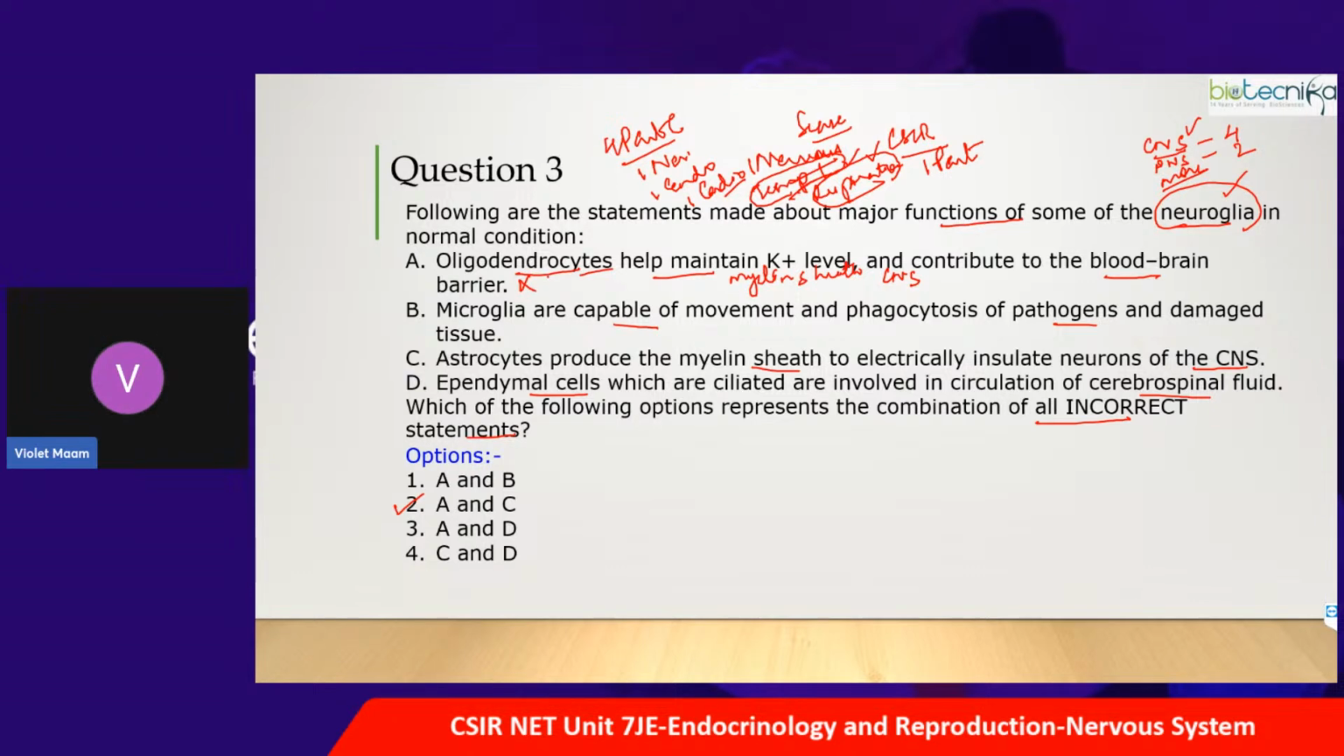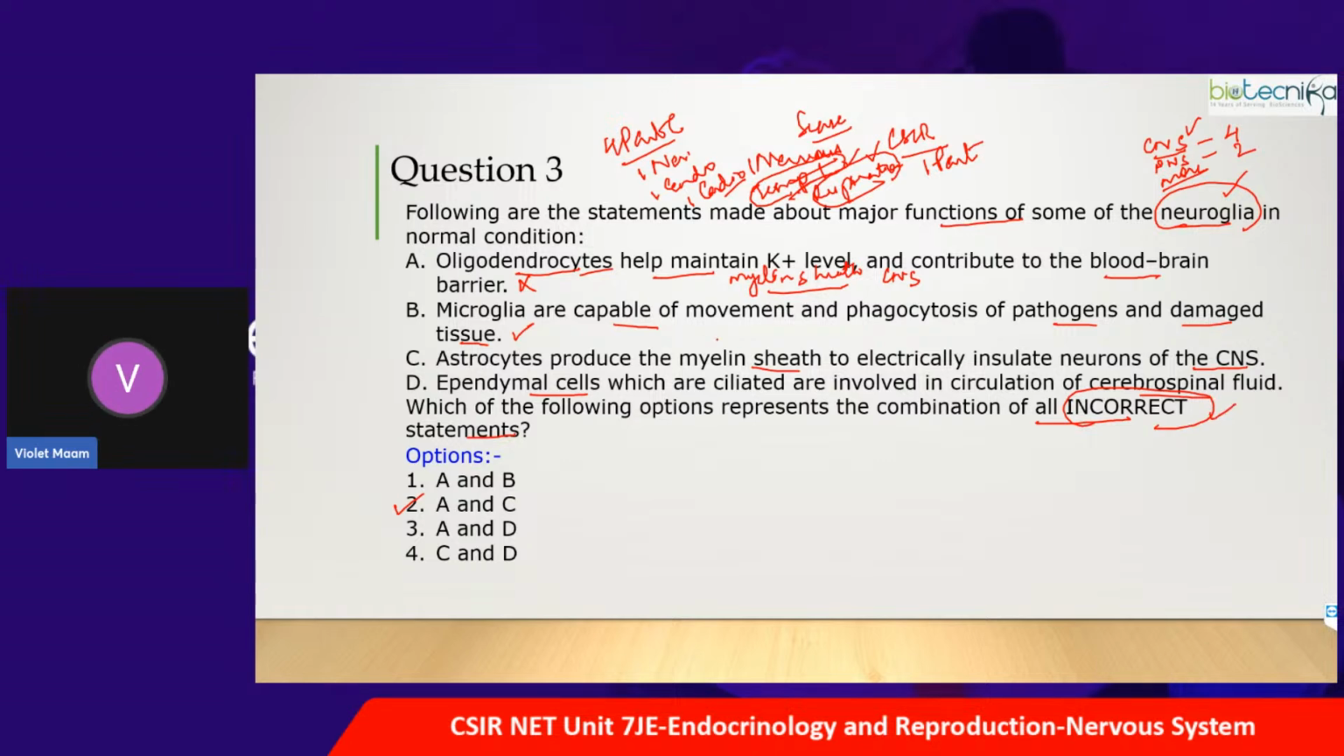Okay, students? Yes, Amrita, correct. Very good. Yes, Reshma. So basically, the oligodendrocytes form the myelin sheath. Microglia are capable of movement and phagocytosis of pathogens and damaged tissue. So B is correct. But they have asked for incorrect. That is what we have to find.